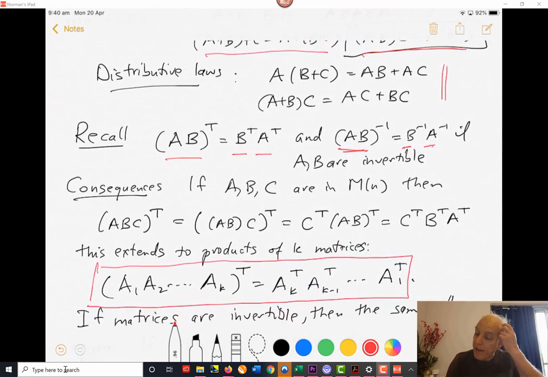So we have some consequences of that. For example, if A, B, and C are n by n matrices, then if we have the product ABC, its transpose is going to be, well, we can write it first as the product AB times C, so it's a product of two matrices now. Then the previous rule applies, so we get the transpose of the second one, C transpose, times the transpose of the first one, AB transpose. And then AB transpose becomes B transpose A transpose. So we end up getting that ABC transpose equals C transpose B transpose A transpose. And then this extends to products of k matrices. For example, if you have A1, A2 up to Ak, the transpose of that will be Ak transpose times Ak minus 1 transpose, all the way up to A1 transpose.